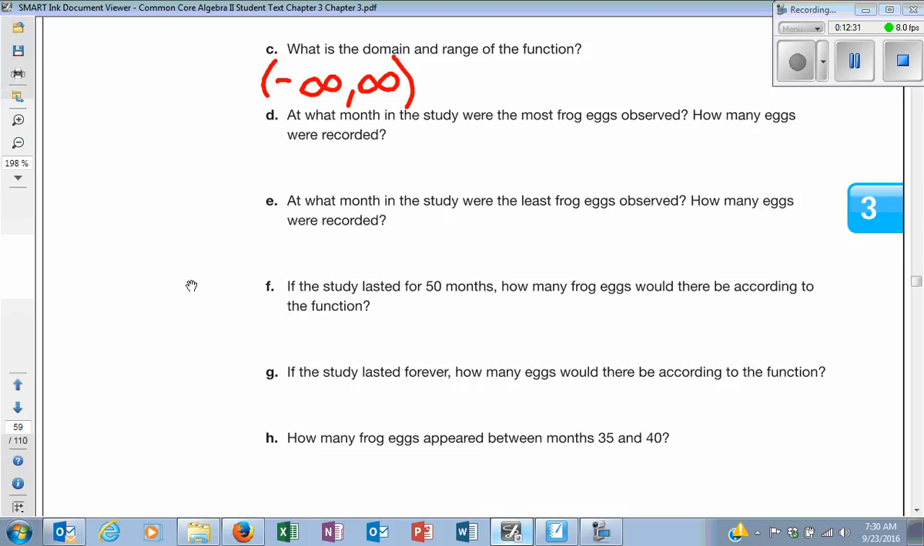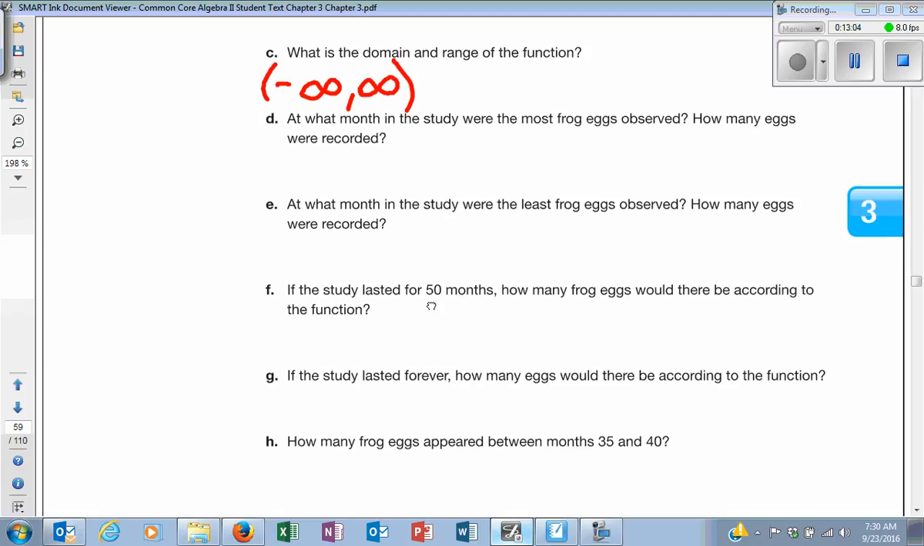At what month in the study were the least frog eggs observed? Which month had the smallest one? 7. You should be able to look at the data and find the smallest one. If the study lasted for 50 months, how many frog eggs would there be according to the function? Okay. Where would you plug that in? What does it mean to be 50? It says if it lasts for 50 months, how many frog eggs would there be according to the function?